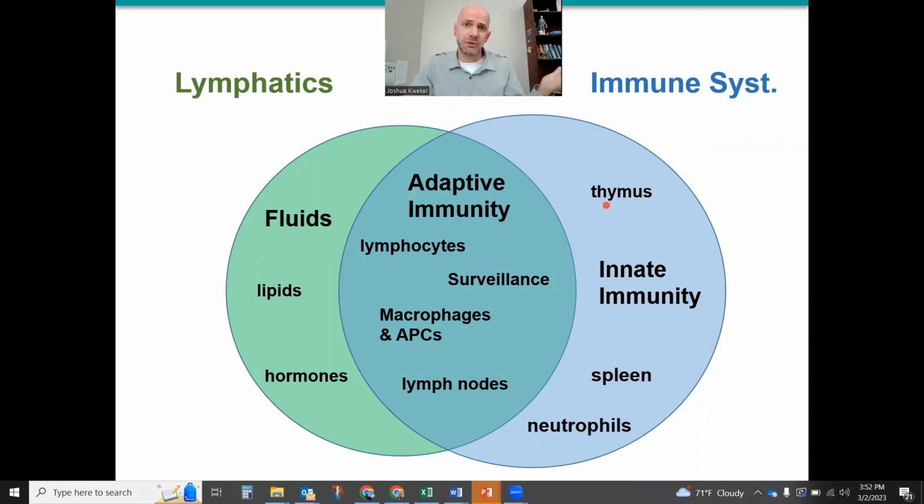The thymus has nothing to do with moving lymph. It's the spleen, the neutrophils, the innate immune system is really its own thing. It has really nothing to do with lymphatics, but they work together, so we talk about them together. There's a great deal of overlap here.